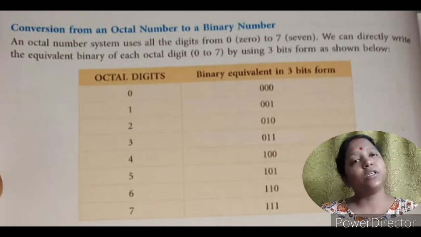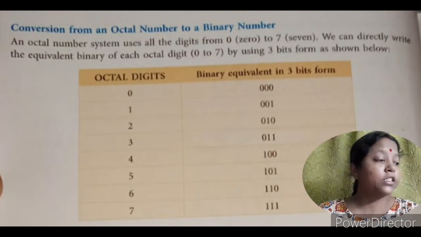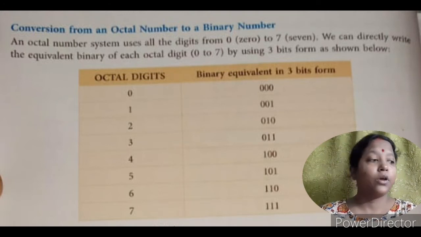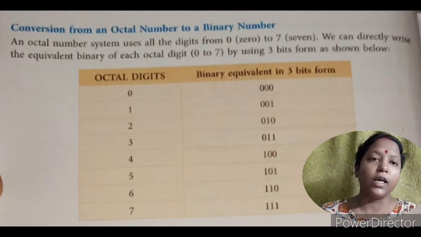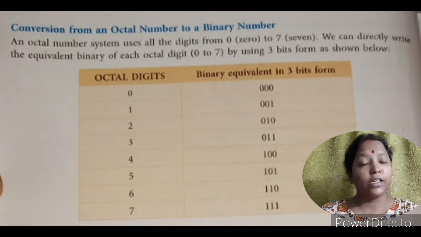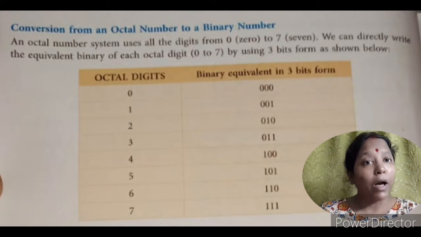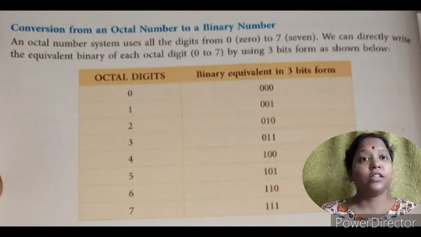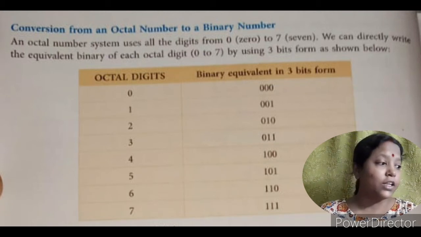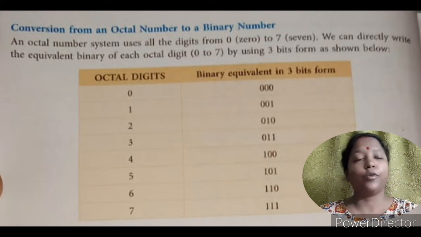Now the question is, why this 3-bit form? We all know that octal has the base 8 and binary has the base 2, and 2 cube equals 8. So the power of 2 is 3. This is the reason that we can express the octal number in 3-bit binary equivalent.